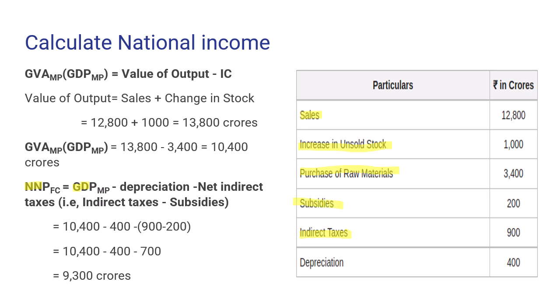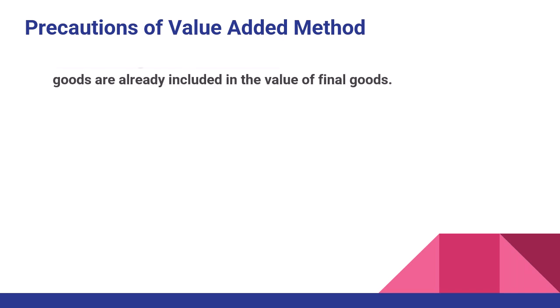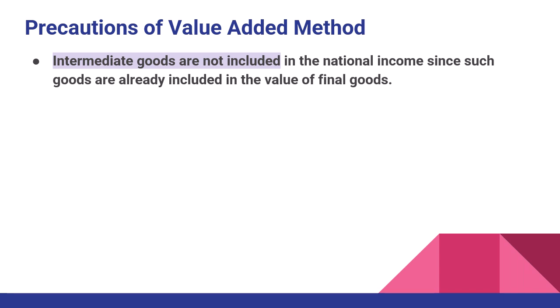And the last topic, precautions of value added method. Now when you are calculating national income using the value added method, there are certain precautions which you have to keep in mind. First, intermediate goods are not included. ये अभी हमने समझा, if you will include the value of intermediate goods, it will lead to double counting. So you will only and only include the value of all final goods and services.